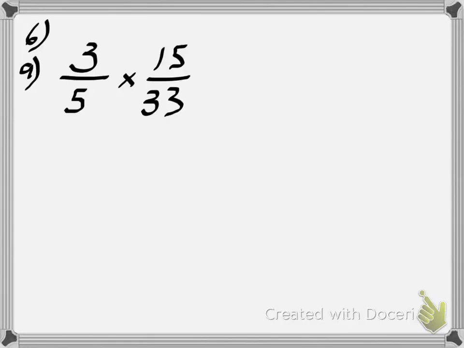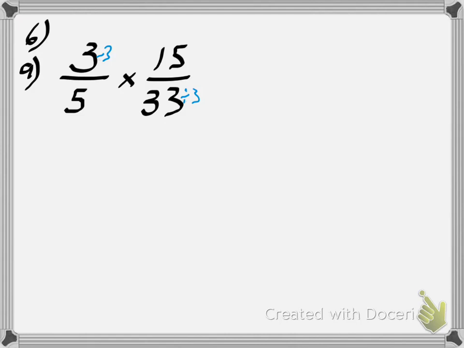Okay, for number 6, we're doing multiplication of fractions. We just multiply numerator times numerator and denominator times denominator to be able to multiply fractions. The first thing we can do, however, is cross cancel. We can see that 3 and 33, so these two here, are both divisible by 3. So we can divide both of these guys by 3.